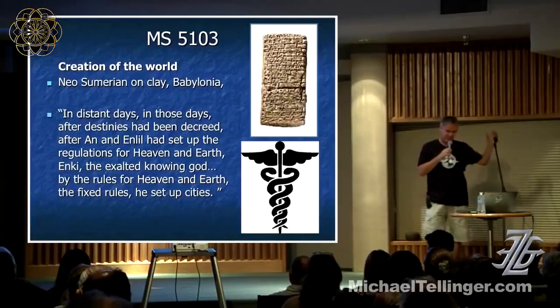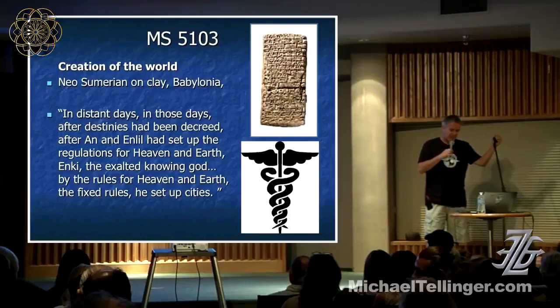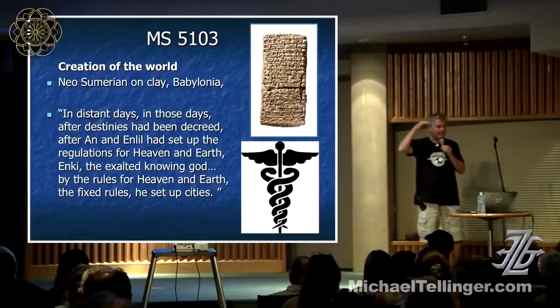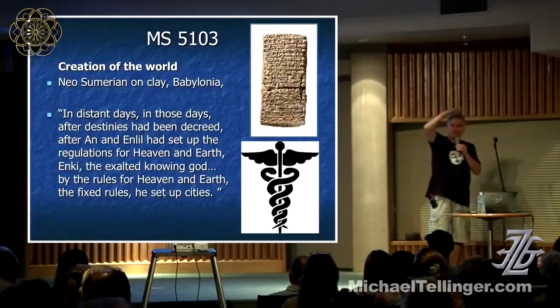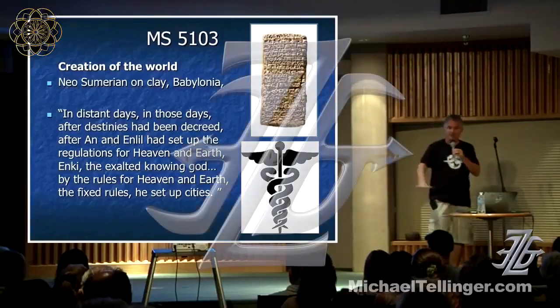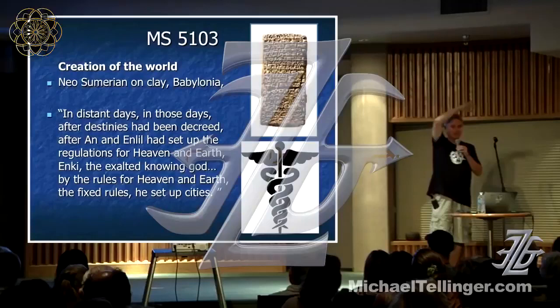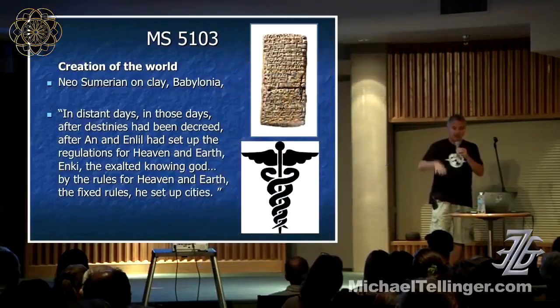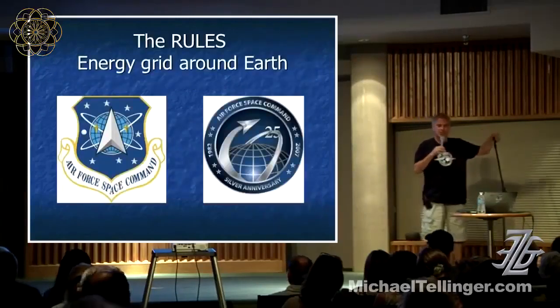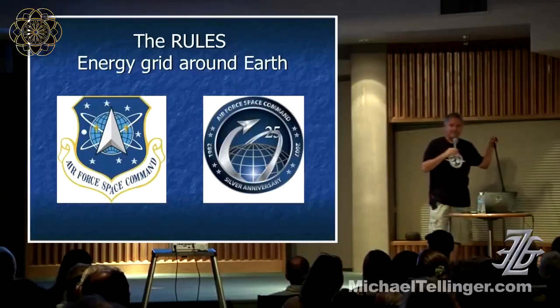regulations for heaven and earth. And Enki, the exalted knowing God, by the rules for heaven and earth, the fixed rules, he set up cities. It seems to tell us that there was some sort of a fixed energy grid in the sky, heaven, and a fixed energy grid on the earth. And based on the energy field in the sky and the earth, they set up the cities on earth on these specific nodal points.